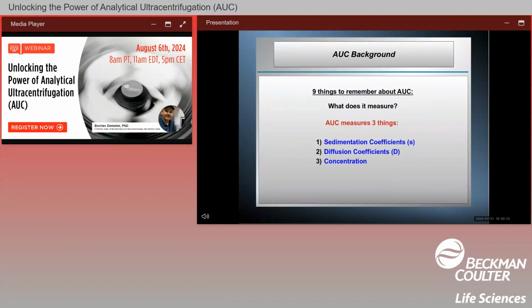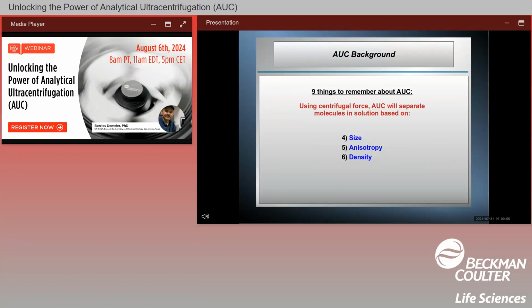Now, people always have lists about things you need to remember about a particular technique, and I have 9 things that I want you to remember. First of all, what do we measure? AUC only measures 3 things: the sedimentation coefficient, the diffusion coefficient, and the concentration of an analyte.